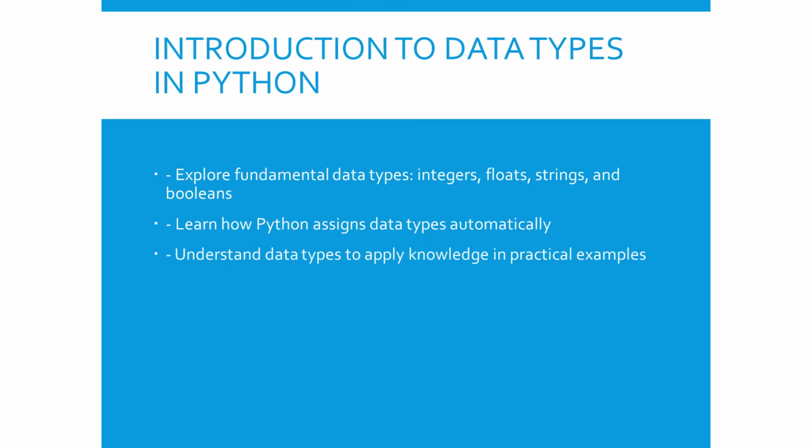Working with data types in Python. In this lesson, we'll explore the fundamental data types in Python and learn how to use them effectively in our programs. We'll cover integers, floats, strings, and booleans, and see how Python assigns data types automatically based on the values we provide. By the end of this lesson, you'll have a solid understanding of data types and be ready to apply this knowledge in practical examples.